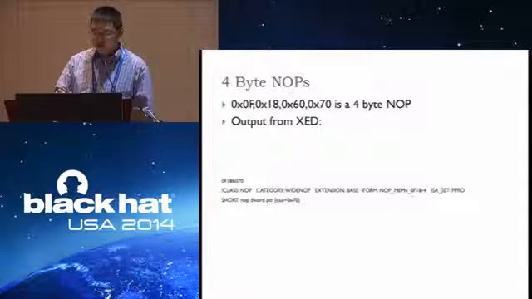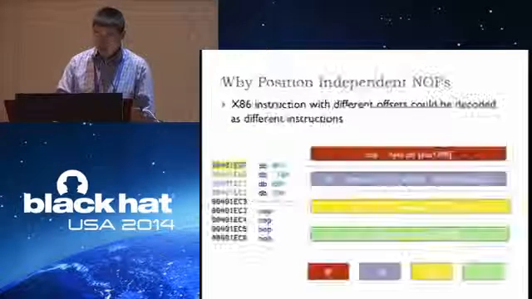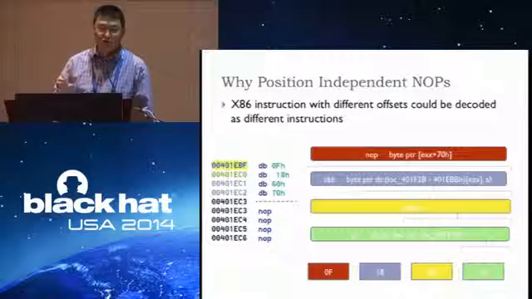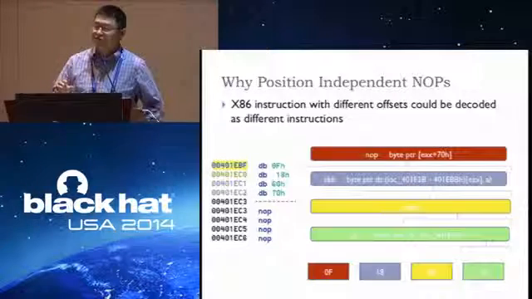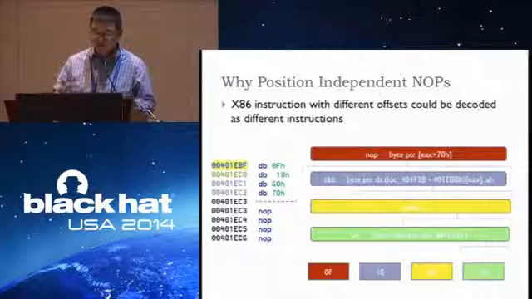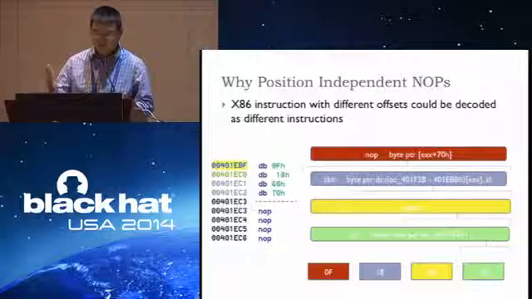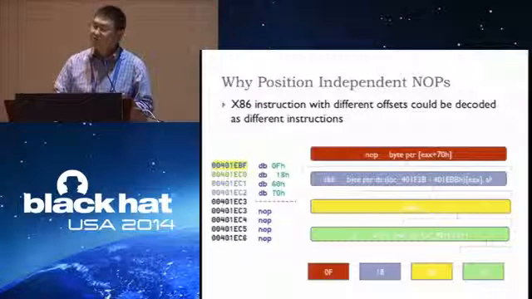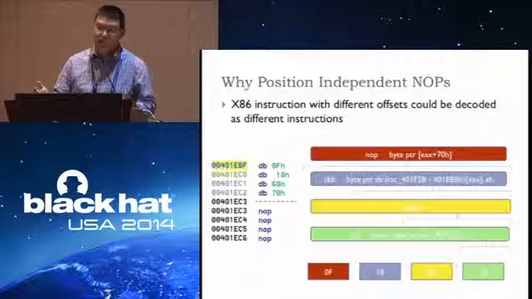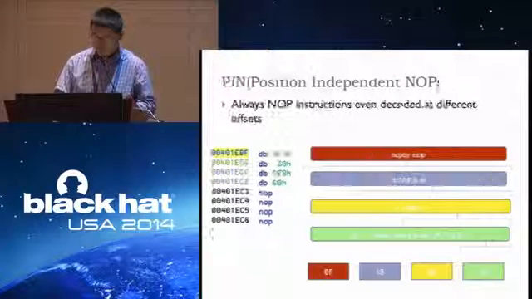Here you can see one example. We have 4 different bytes, and that's NOPs. But the problem is, because you don't know exactly what the landing address is, for x86, with a different offset you will decode different instructions. For this one, if you decode from offset 0, it's a NOP, but if you decode from offset 1, it's a totally different instruction. If you use this kind of bytes, your shellcode could crash or something bad could happen.